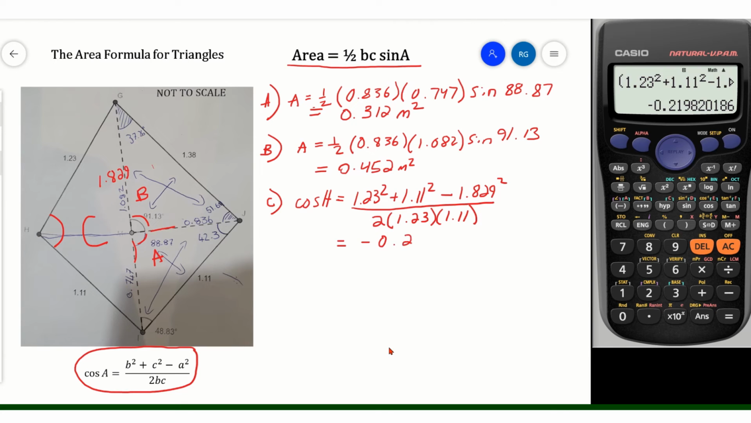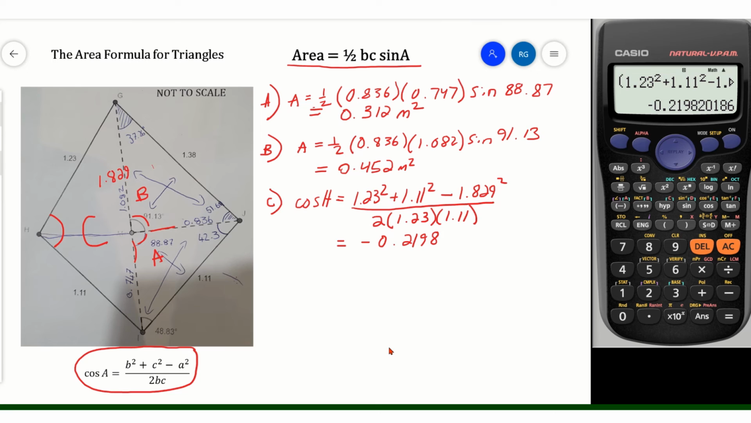Now, what is that? Well, that's just your ratio. Don't be alarmed that it's negative. Values for sine and cosine can range between -1 and 1. So we wouldn't be surprised to see a cosine which is negative 0.2198. That just means that our angle is between 90 and 180, which if you look at this diagram, it looks like it is. It looks like it's over 90. And that's why we have a negative ratio for our cosine.